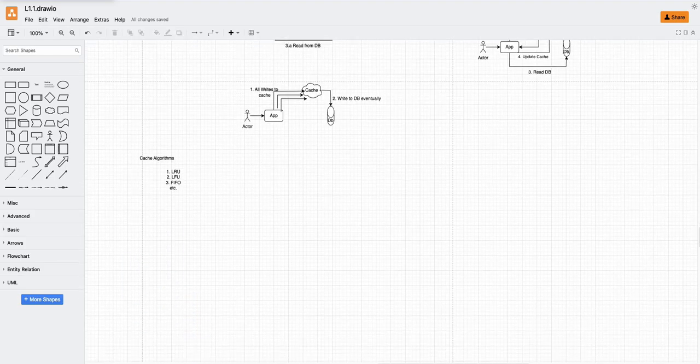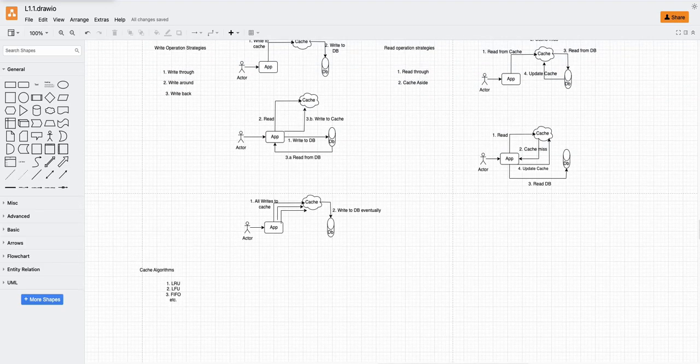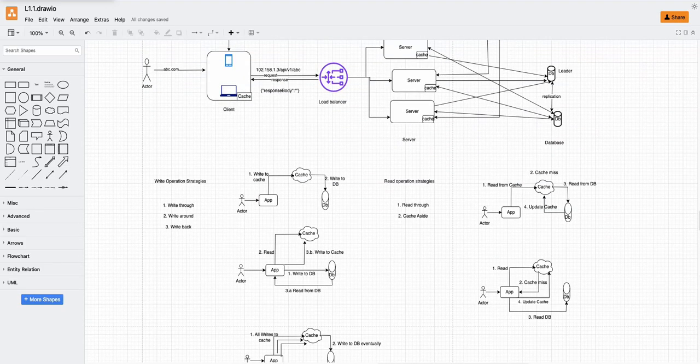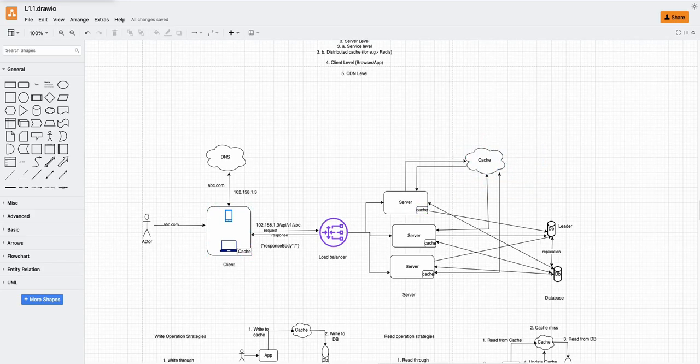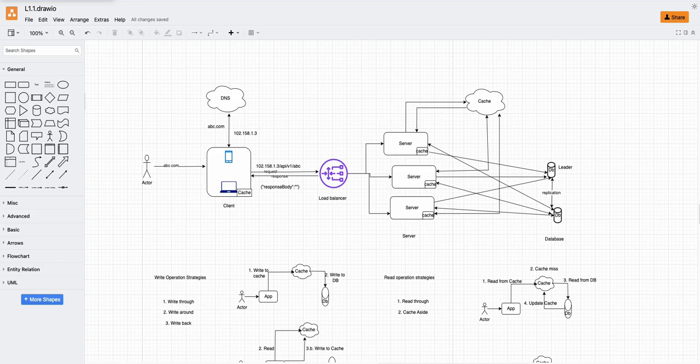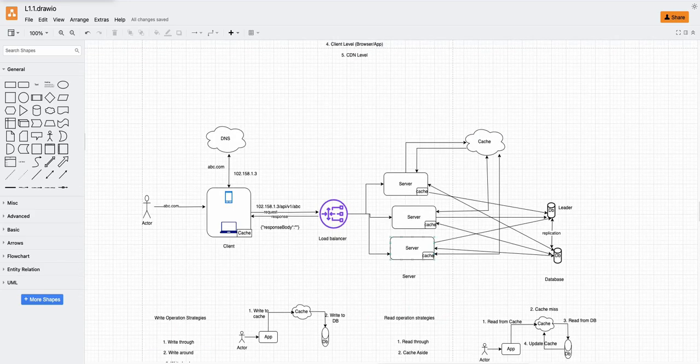Now, I'll have a separate video explaining some of the cache algorithms, but in this video we need to understand where the cache lies, and how cache helps in reducing the load on the database servers. Now, we discussed write and read strategies.